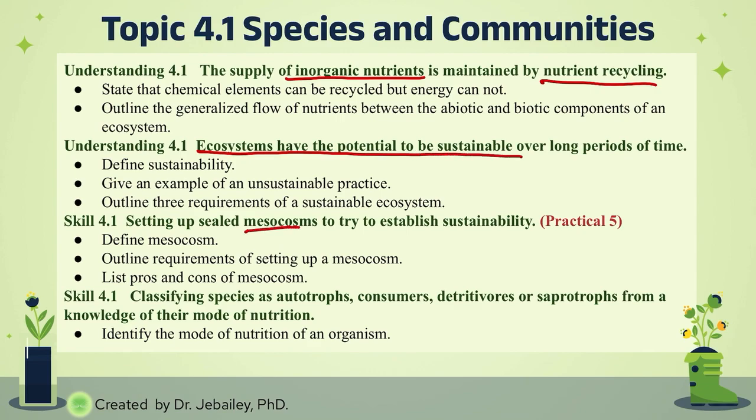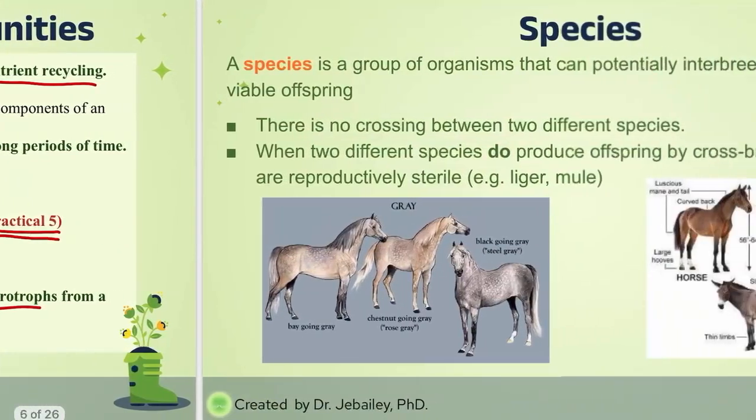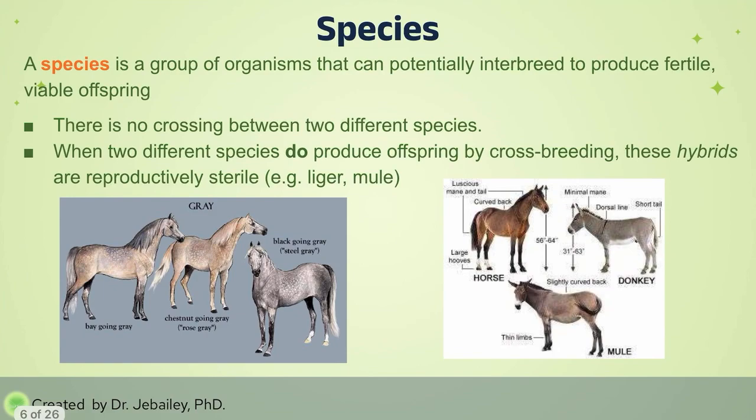And in this case, we're going to use a mesocosm, which is one of the practicals. There's one that you have to know for the IB exams, paper 3. And of course, we're going to talk about classifying what autotrophs, consumers, detritivores, and saprotrophs are and their modes of nutrition. So the first thing we're going to start with here is species.